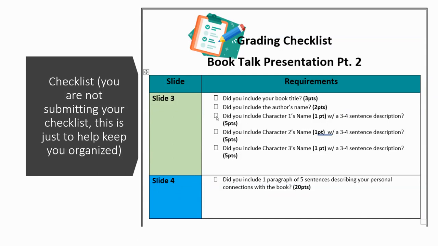Did I include character 1's name and a sentence description? Did I include character 2's name and my 3 to 4 sentence description? And did I include character 3's name with a 3 to 4 sentence description? Slide 4 asks, did I include one paragraph of 5 sentences describing my personal connections with the book? So this checklist is to just keep you organized as you work.